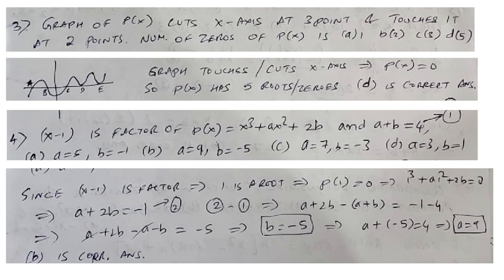But they have already given a plus b equal to 4, isn't it? So equation 2 minus equation 1, both on the LHS and the RHS, when you subtract, you get a plus 2b minus a plus b is equal to minus 1 minus 4. Simplifying, you will get a plus 2b minus a minus b equal to minus 5, which implies a cancels out, 2b minus b remains, b equal to minus 5. Substituting b equal to minus 5 back in equation 1, you will get a plus minus 5 equal to 4. When you take minus 5 to the other side, you will get a equal to 9. So b equal to minus 5 and a is equal to 9. Therefore, b is the correct answer.